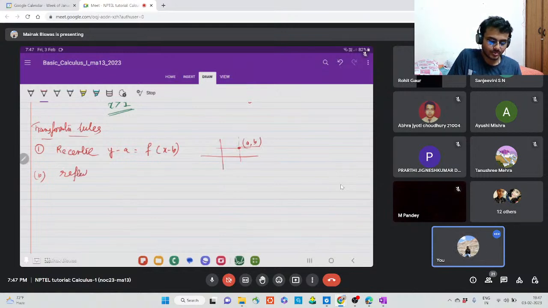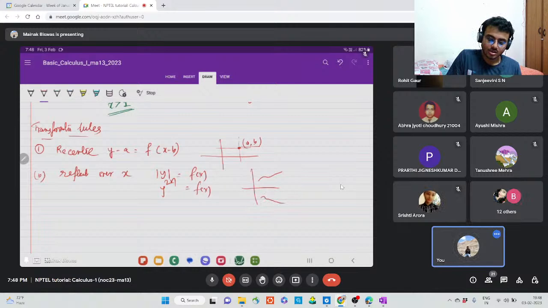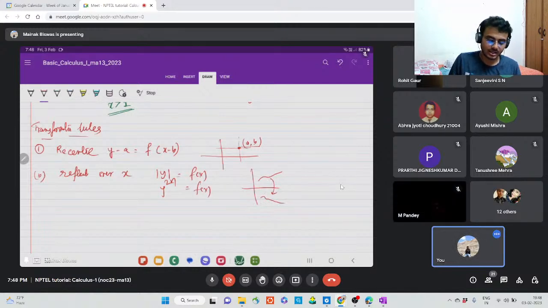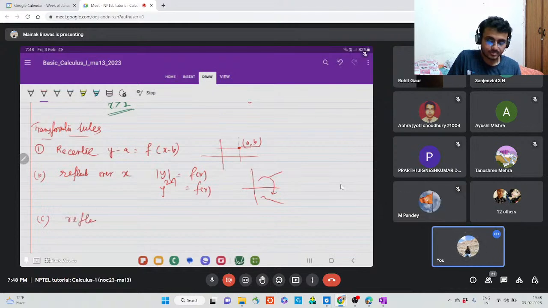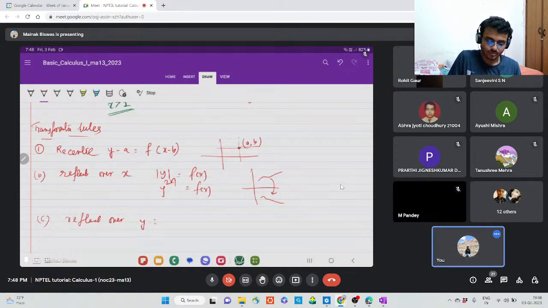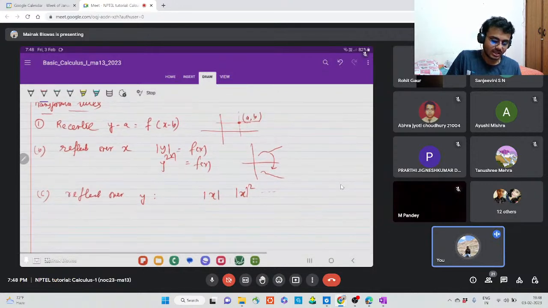reflection over x axis. When is it done? So mod x is equal to some function of x, y squared, y to the power 2n is some function of x. So if you have some curve like this, you would reflect on the x axis. Similarly, reflect over y, when you put mod x, x square, and so on, even powers. What else did we do?